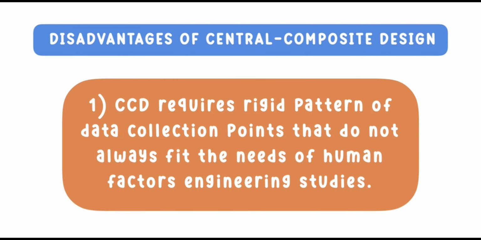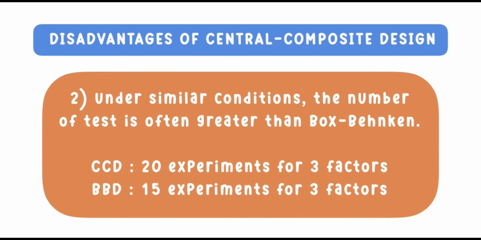However, there are also disadvantages of central composite design. First, it requires a rather rigid pattern of data collection points that do not always fit the needs of human factors engineering studies. Besides, under similar conditions, often the number of tests is greater than Box-Behnken. For example, 20 experiments for 3 factors are needed in central composite design as compared to Box-Behnken design that needs 15 experiments for 3 factors.